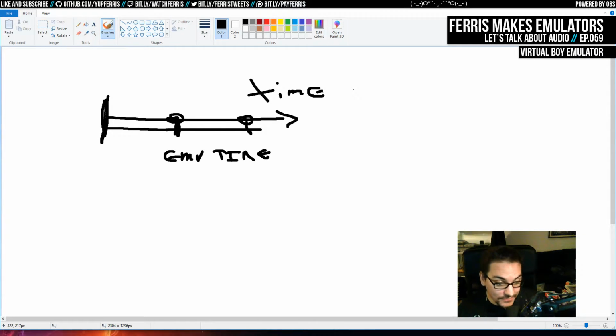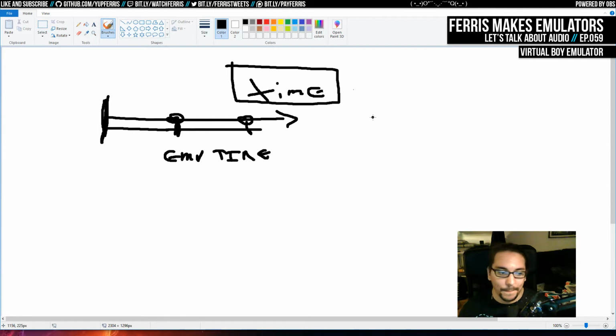Because that is a decision we have to make. But first of all, what I want to talk about is where do we get time from? Because where we get time from determines our ability to produce the exact amount of samples or the exact amount of frames that the user expects the system to be running at.